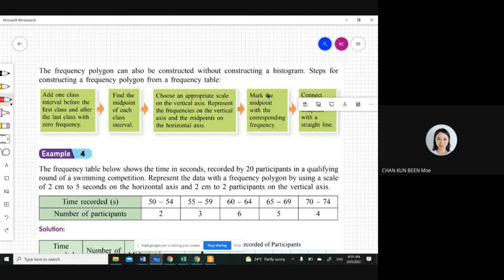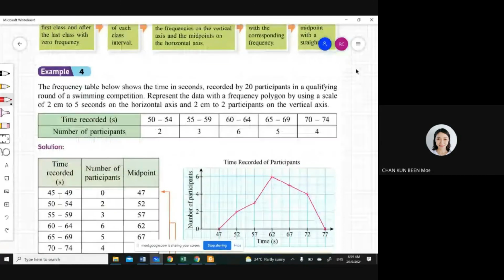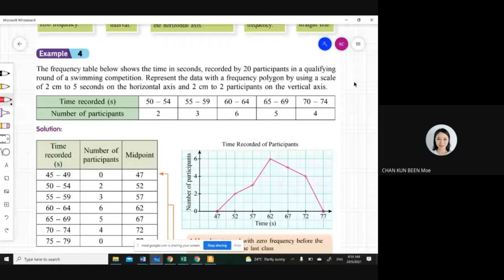So mark the midpoint with the corresponding frequency, like what we did just now, and then connect each midpoint with a straight line. You understand, right? Okay, I move on to example 4. We are just going to talk about this one.